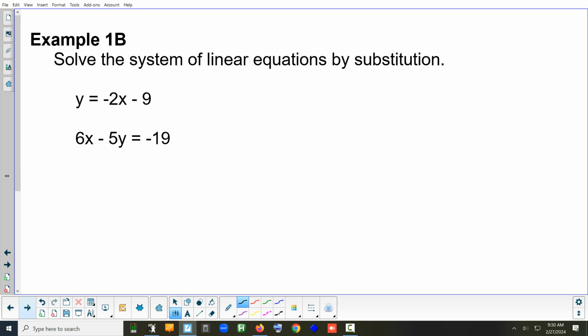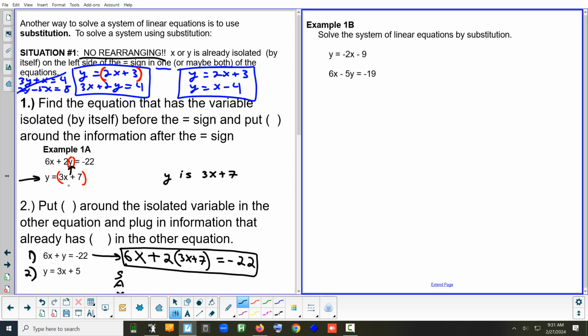Okay, so it says solve the system of equations by substitution. In general, if there's no directions on how to solve the problem, you can solve it any way you want. You could graph it, or you could use substitution. But if I'm given the choice, I generally don't like to graph it. It's just not my favorite method to use. Okay, so first step, let's just put this up. Find the equation that has a variable by itself. Which equation this time has one of the letters already by itself?